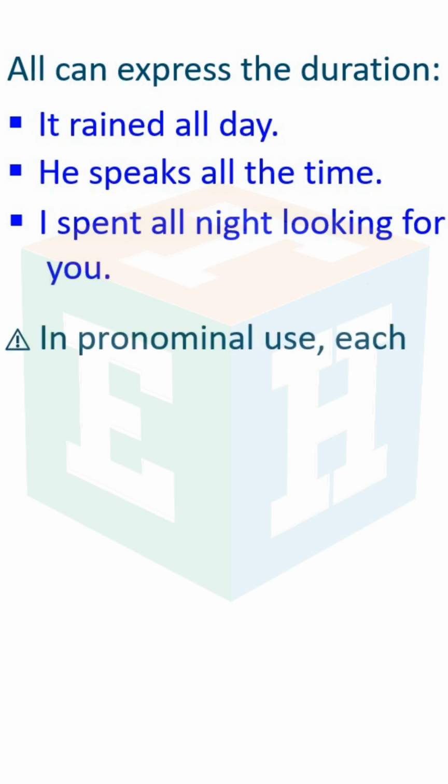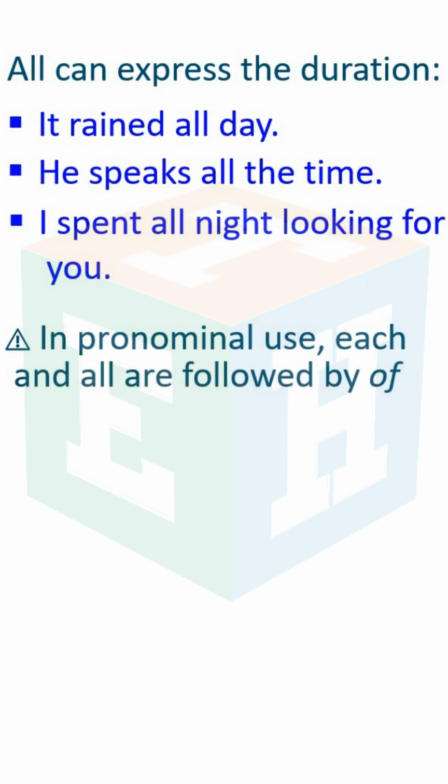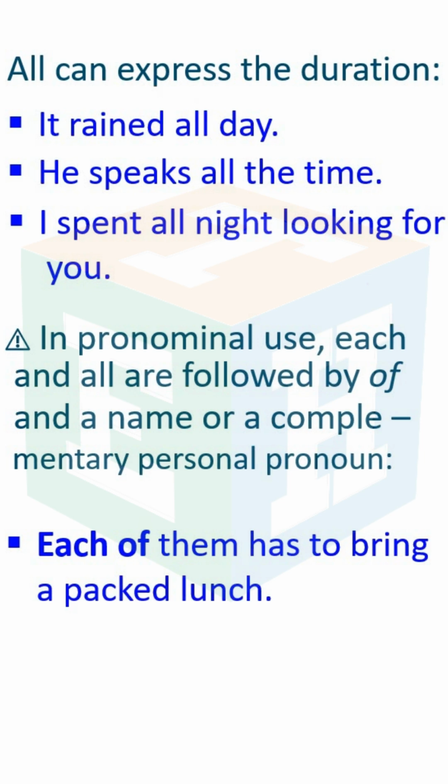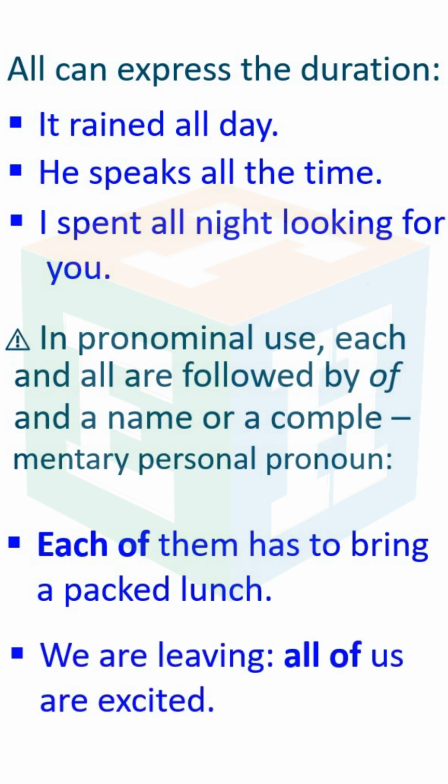In pronominal use, each and all are followed by of and a name or a complementary personal pronoun. Each of them has to bring a packed lunch. We are leaving. All of us are excited.